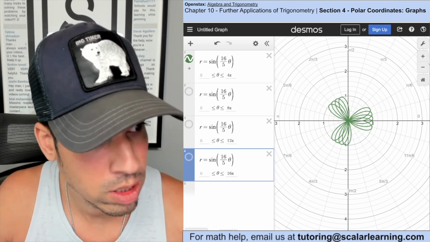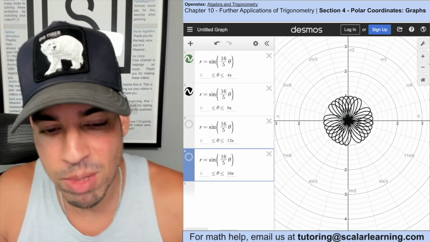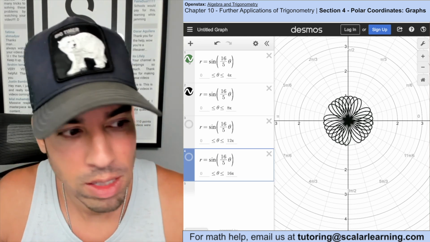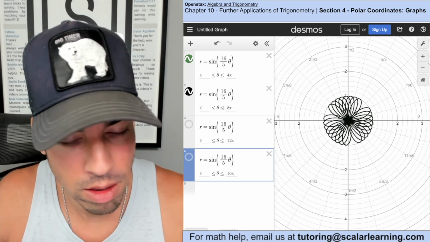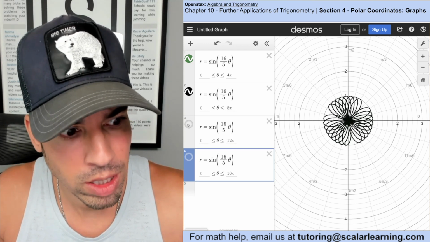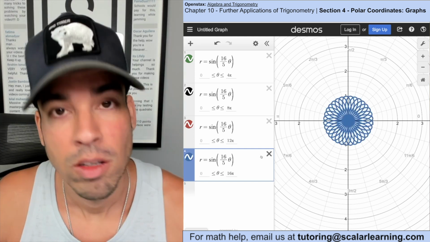So let's add this and turn this off. So it looks the same. Actually, we can leave that on because it overlaps it, right? But now it's more petals, right? So we see that increasing the domain of theta increases the number of petals. Now we're going to do it again to 12 pi. Boom, even more petals. And then last but not least, 16 pi. So that's how you do it.